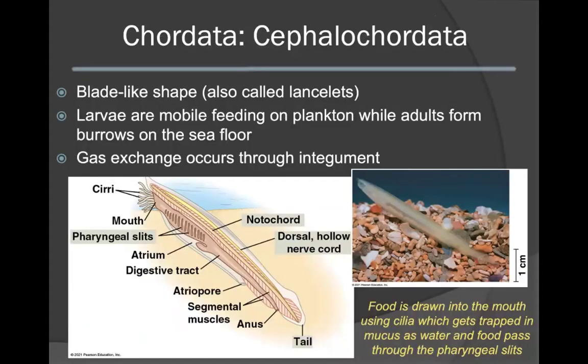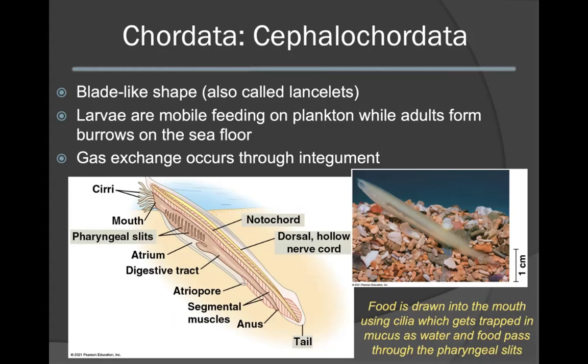The first major grouping of chordates that we will examine are the cephalochordata. Cephalochordates are blade-like shaped, and they're also called lancelets. Larvae are usually mobile, feeding on plankton in the environment, while adults are considered more sessile and burrow into the seafloor. Because of their small size and aquatic environment, gas exchange can simply occur through their integument. Food is usually drawn into the mouth using the cilia or cirri.